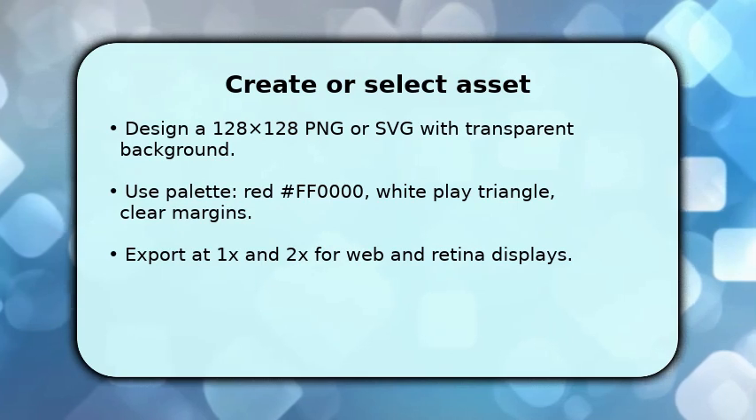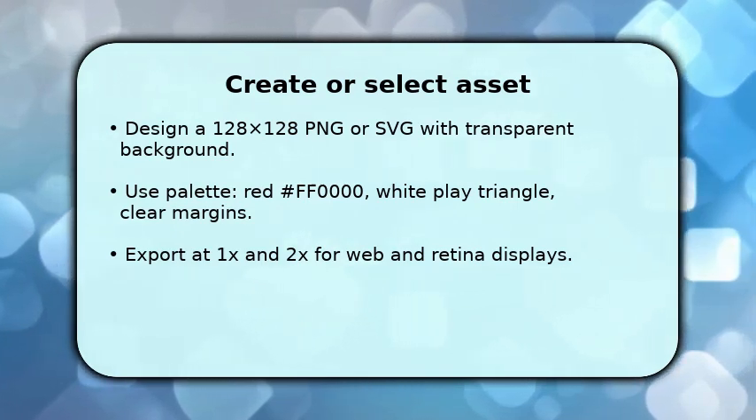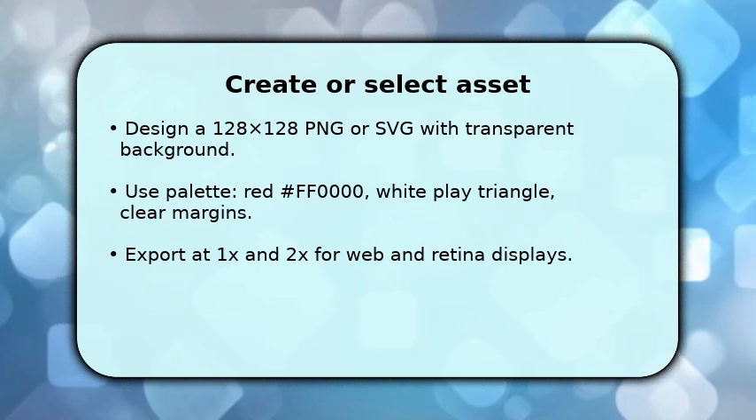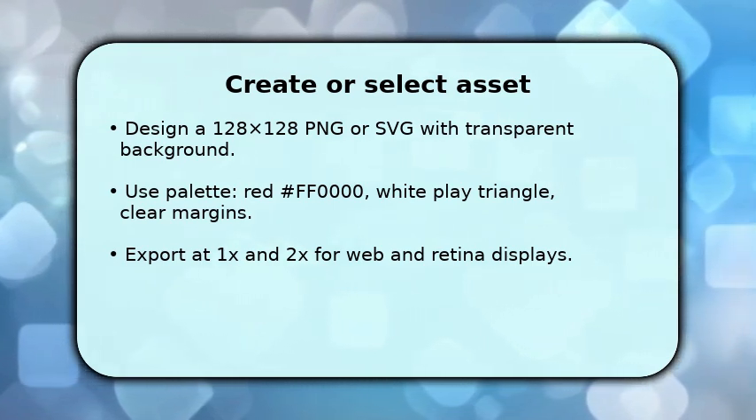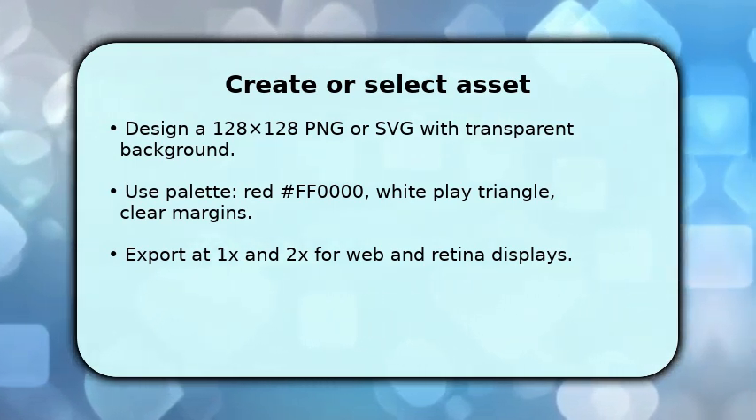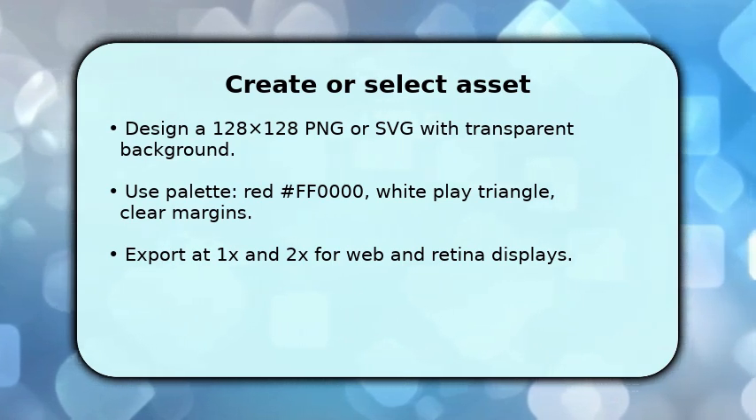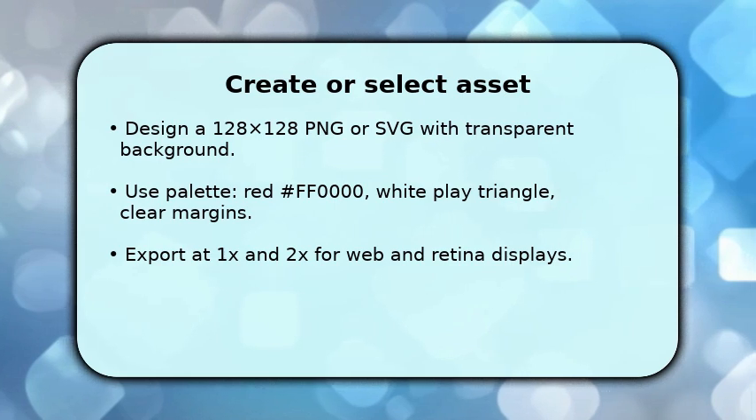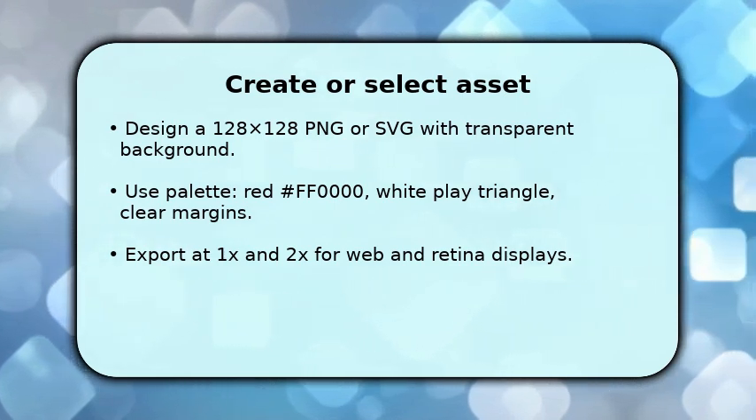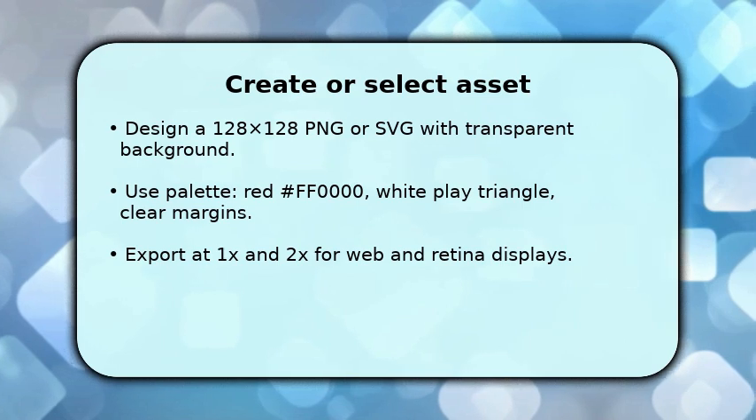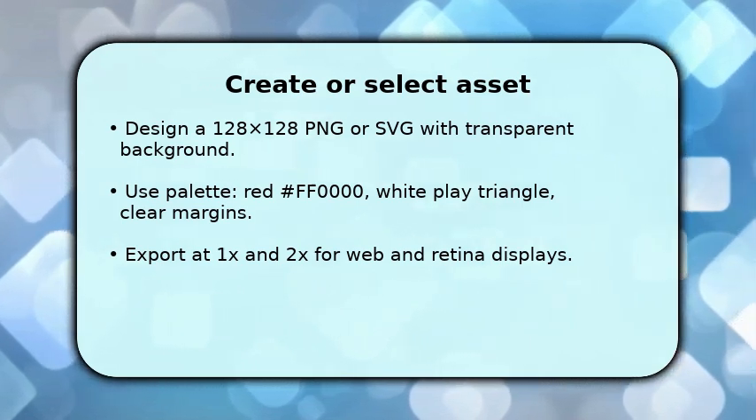You now produce the actual emoji asset or select a Unicode equivalent. If you design an image, create a clean 128 by 128 PNG or SVG with a centered white play triangle inside a red rounded rectangle using red hash FF0000. Make a retina export at double resolution.